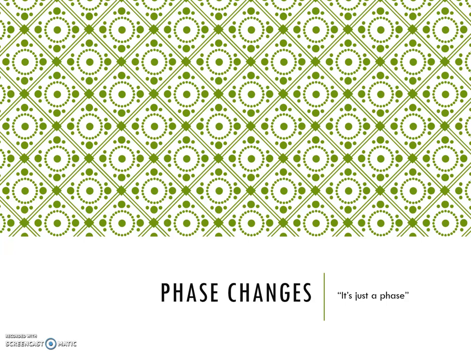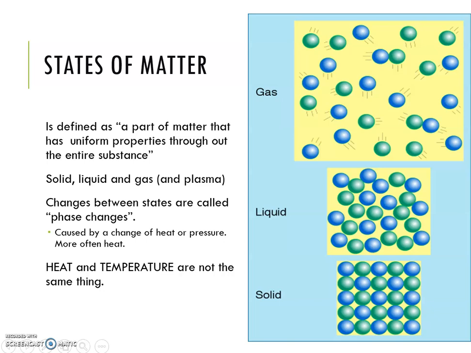All right, let's look at some information on phase changes. So phase changes deal with states of matter. And I'm sure you've looked at some of this before in terms of solids and liquids and gases. It's defined as a part of matter that has uniform properties throughout the entire substance. So we have solid, liquids, gases, and plasma. We don't deal with plasma a whole lot in our class.